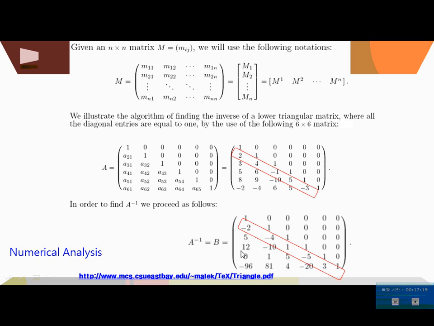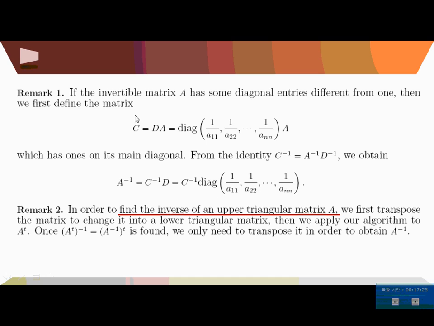We can go further and further to fill out all this. When you multiply, you will see it's an identity matrix. And that's why we study the properties of special matrices, including the inverse and the triangular matrices.